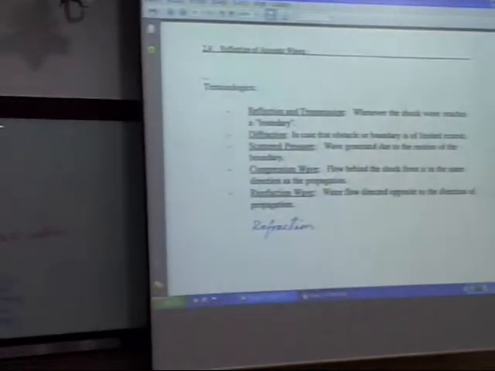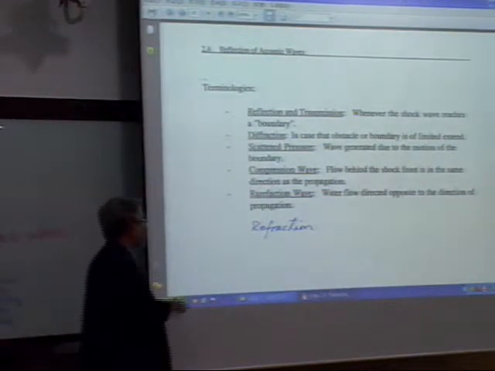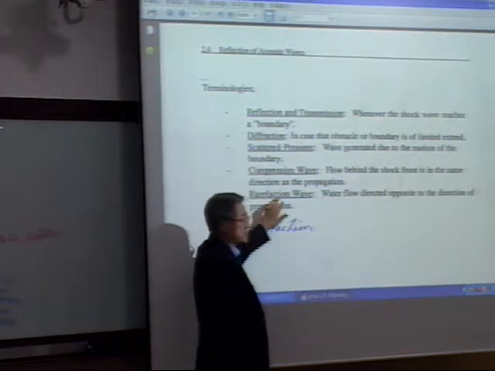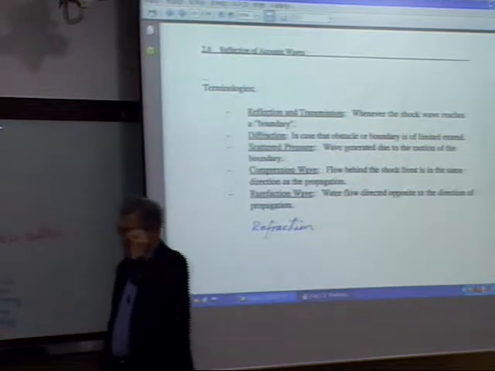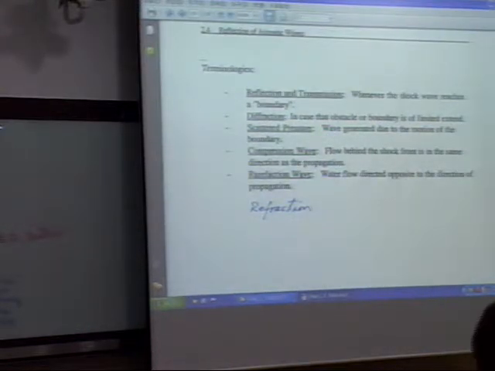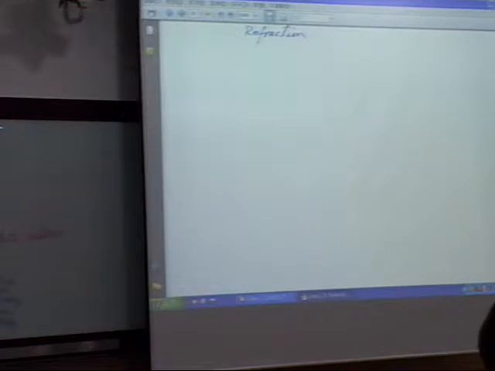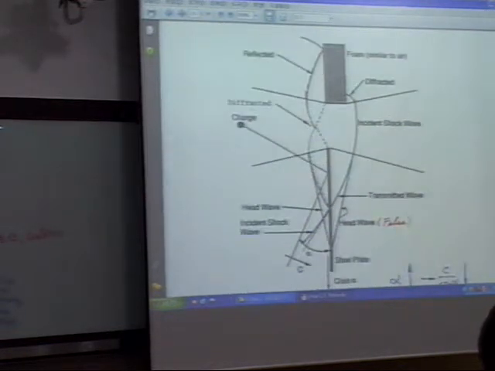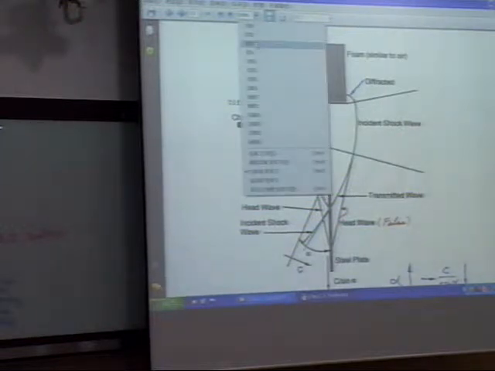R-A-R-E-F-A-C-T-I-O-N. I thought it's F-E-C-T-I-O-N, but what I wrote is pretty correct. Rarefaction wave, okay? So it's all different types of the wave. That's about all you will hear in the ship shock situation. So this is worth making a note of.